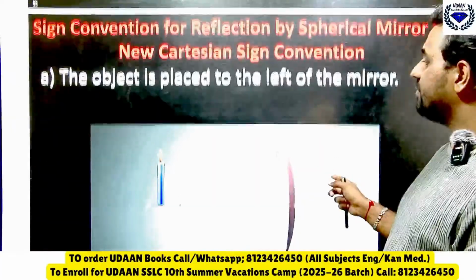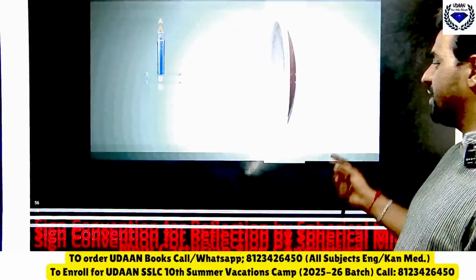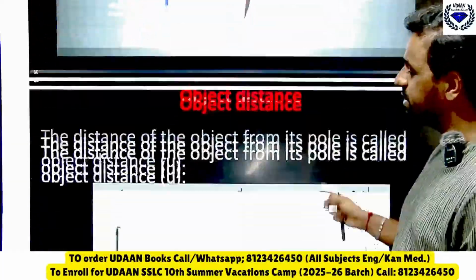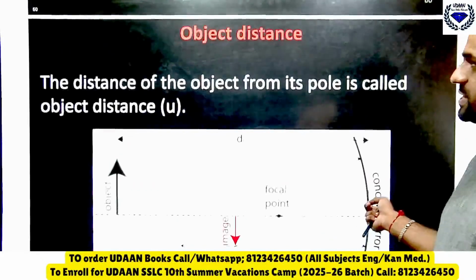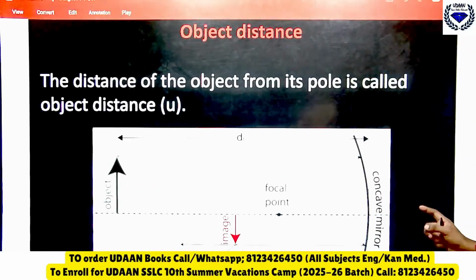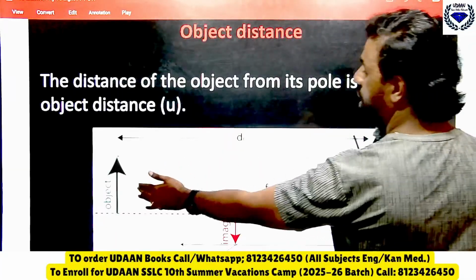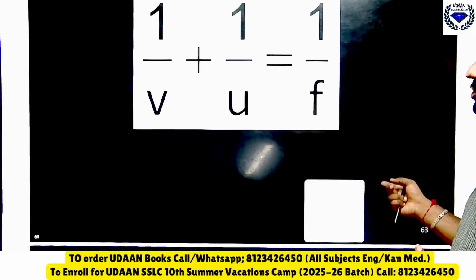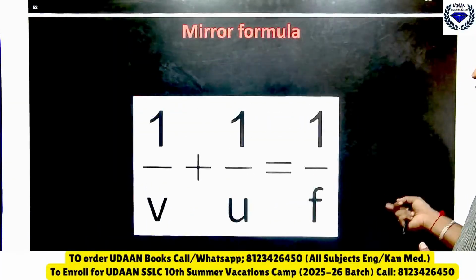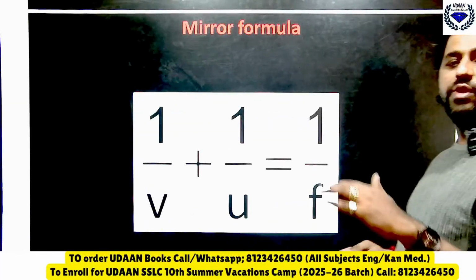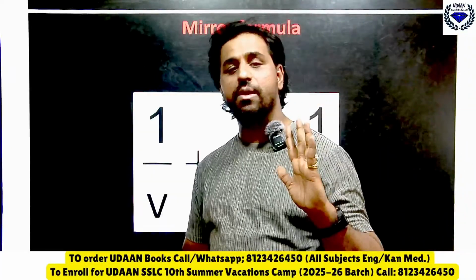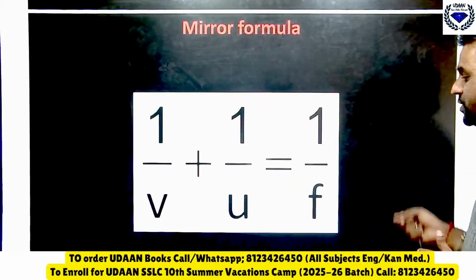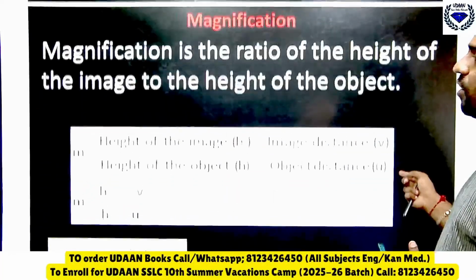Then sign convention, that one we will let you know during solving problems. Okay, then what is object distance? See, the object distance is always denoted by u. It is at what distance the object is kept from the pole. So remember, how far you are from the pole. And this is what you should know, mirror formula: 1 upon v plus 1 upon u is equal to 1 upon f. V is image distance, u is object distance, and f is what? Focal length.